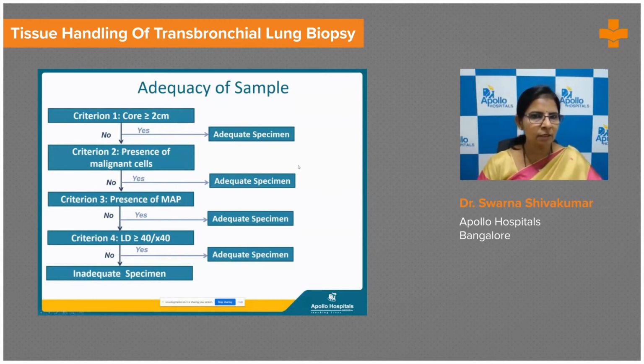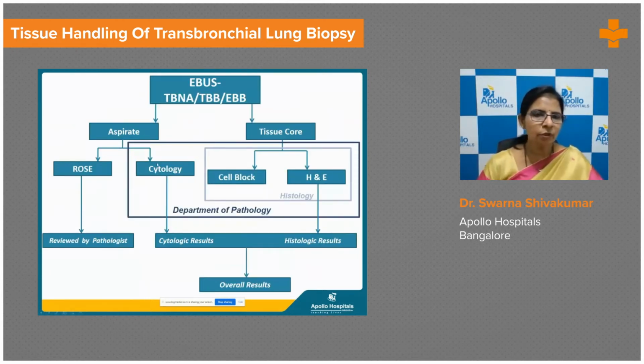There are 4 criteria that are used to assess adequacy. One is the core should be more than or equal to 2 centimeters. Second is presence of malignant cells, at least about 300 cells to be present in an aggregate sample to call it adequate. Then there is presence of microscopic anthracotic pigment, and the last criterion is lymphocyte density, where the lymphocyte count should be more than or equal to 40 lymphocytes per HPF. Any sample which is not meeting these criteria will be labeled as inadequate sampling, and the patient might be subjected to repeat sampling.